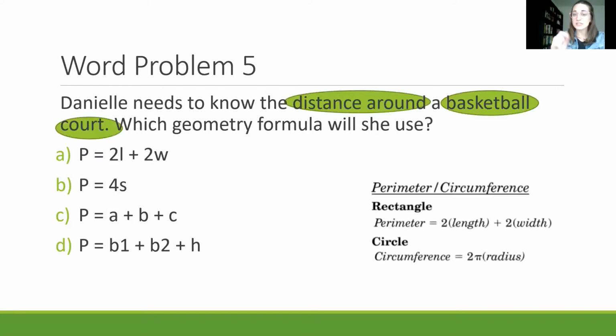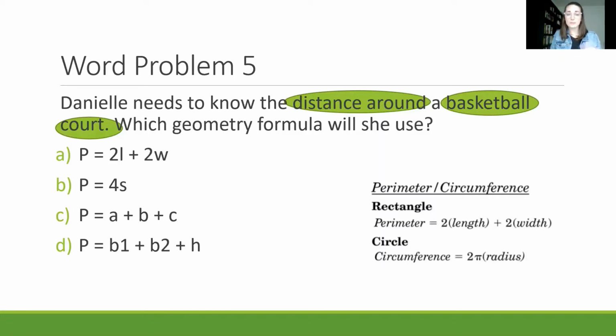So we are looking for the distance around something, and that's going to mean perimeter. The perimeter is the distance around a shape. And the shape that we're talking about is a basketball court. So we know that the basketball court is in the shape of a rectangle. So if we look at our formula sheet, we can see a perimeter and circumference section. Again, this is from the HiSET formula sheet. And if I look there, I see rectangle, and it says perimeter equals 2 times the length plus 2 times the width.